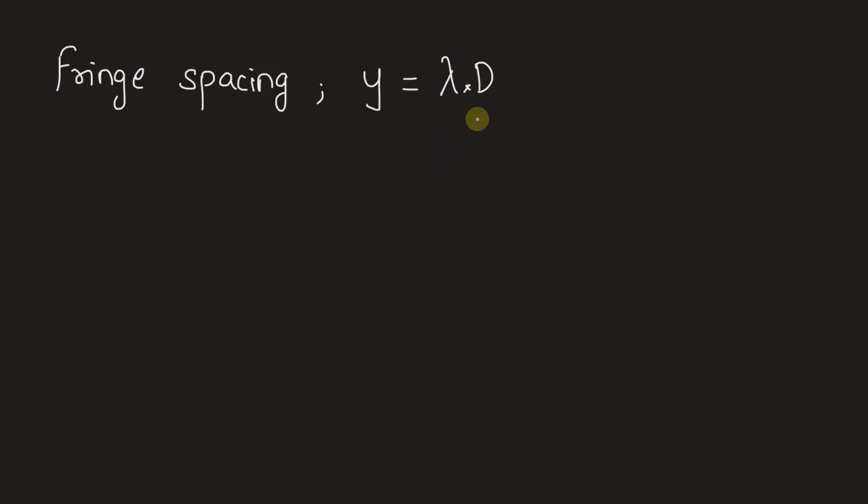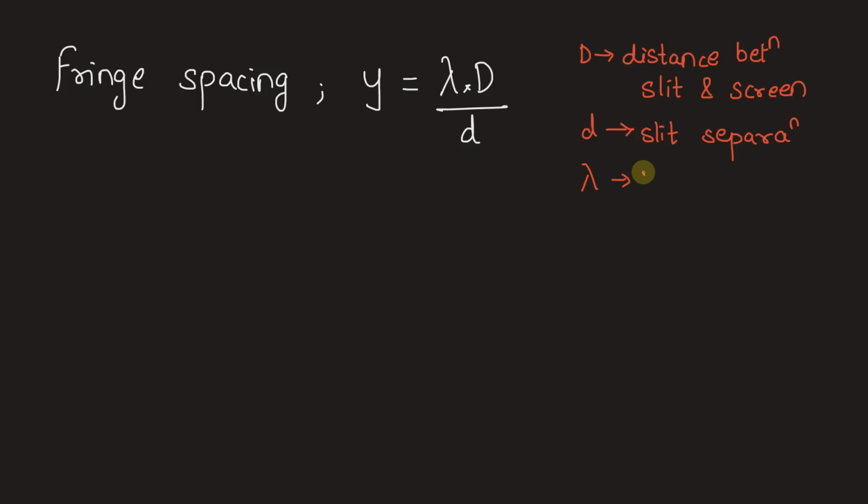Let's start by getting the relation between fringe spacing and wavelength. So we know that we have fringe spacing. Let the fringe spacing be y. It is given by the wavelength of the monochromatic light lambda times D, which is the distance between slit and screen, divided by small d, the slit separation. And of course, lambda is the wavelength of the monochromatic light that is incident on the glass slab. Now it is said that all other things will remain constant. Only the fringe spacing is changing when the wavelength changes.